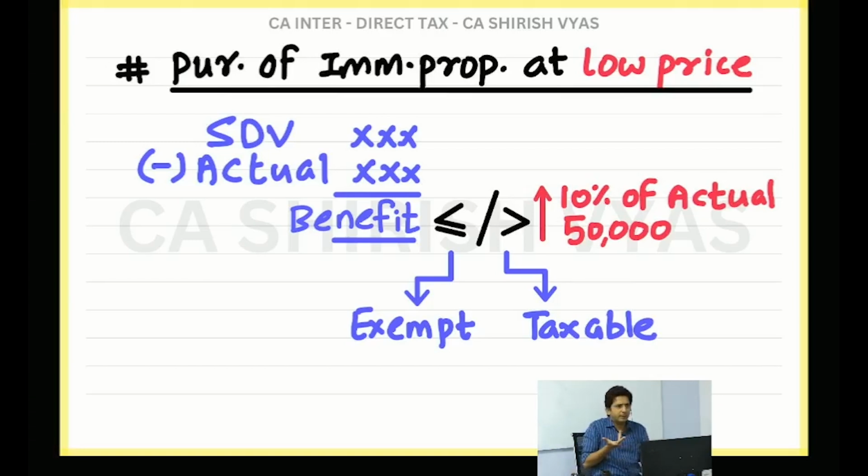I haven't explained the logic. See, mechanically I told you how this is the way you have to solve. But why this? Up till now 50,000 was the rule. Suddenly your 10% thing came. Because see, immovable property are cheap or very costly.